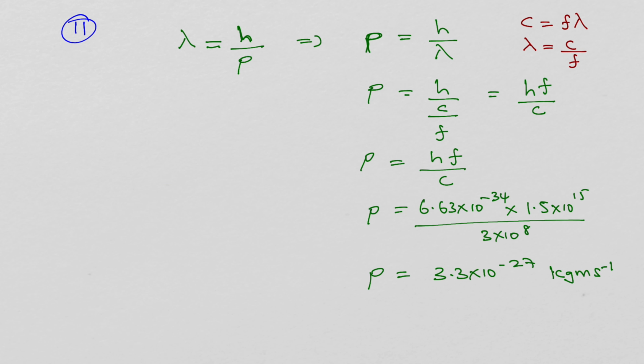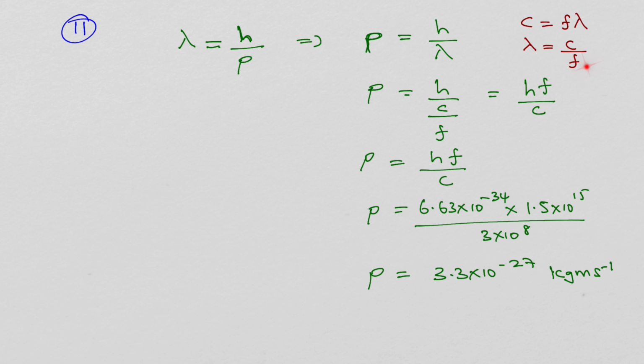Number 11. We've got a photon of ultraviolet radiation that has a frequency of 1.5 × 10⁻15 Hz. What is the momentum of the photon? Well, we're looking for momentum, and we know that lambda equals h over momentum. So momentum will be h over lambda. We know that c equals f lambda. We can make lambda the subject here: lambda equals c over f.